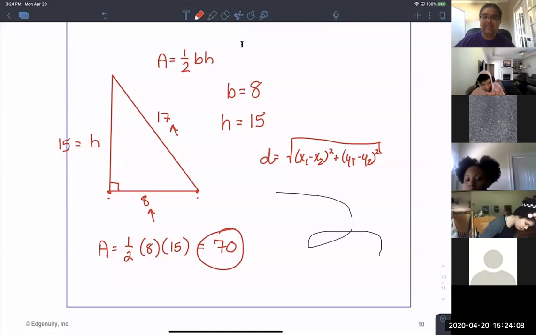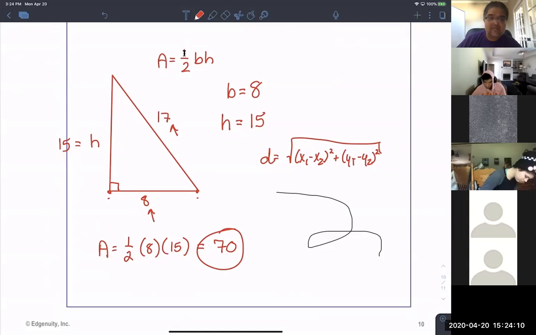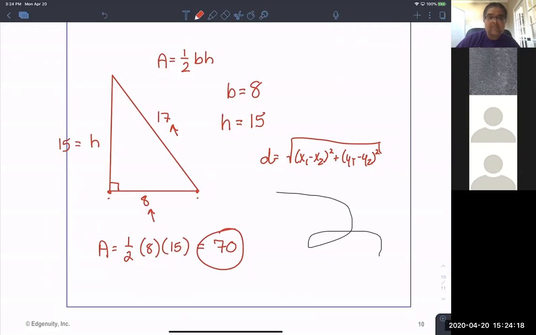Yeah, I made a mistake. Somebody pointed that out. 4 times 15 is not 70, it's 60.